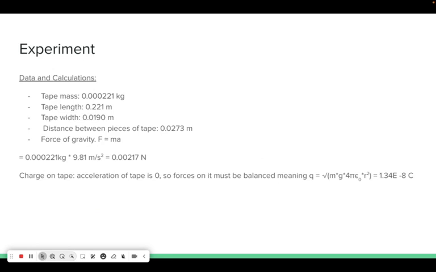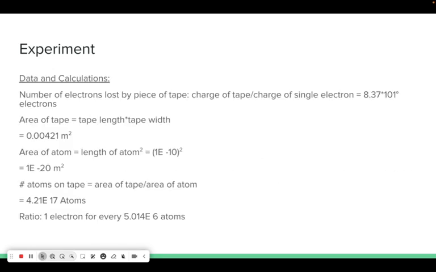Charge on the tape: the acceleration of the tape is 0, so forces on it must be balanced, meaning that the charge was 1.34 times 10 to the negative 8 coulombs. Furthermore, with my data and calculations, the number of electrons lost by a piece of tape is the charge of tape divided by the charge of a single electron, 8.37 times 10 to the 10th. The area of tape was tape length times tape width, which was 0.00421 meters squared.